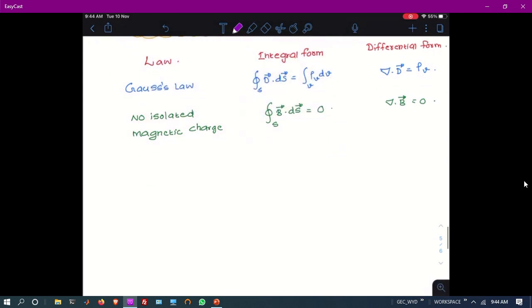If you look at the third one, it is from Faraday's law, which says that the line integral of the electric field is equal to the rate of change of the surface integral of magnetic flux density, or I can say del cross E is equal to minus dou B by dou T.